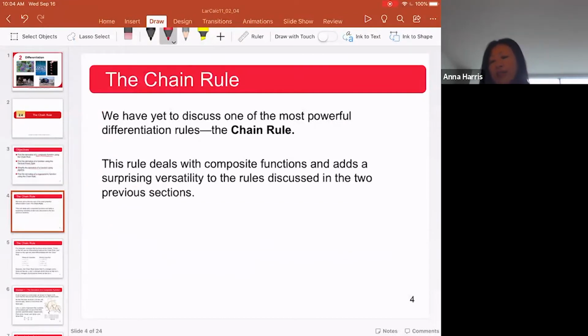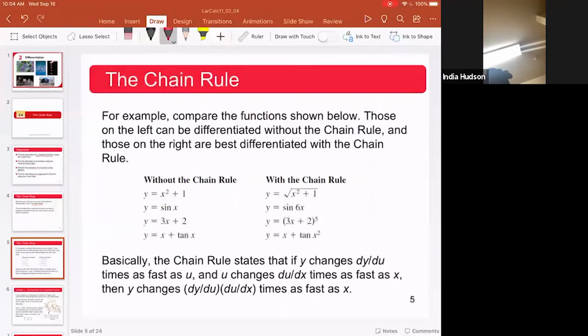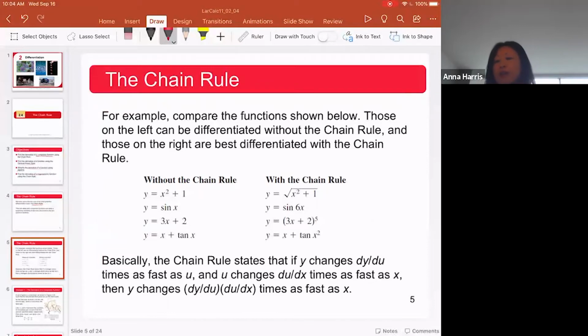We have yet to discuss one of the most powerful differentiation rules, which is called the chain rule. This is one of the powerful rules of differentiation. Next one. For example, compare the functions shown below. Those on the left can be differentiated without the chain rule. Those on the right are best differentiated with the chain rule.